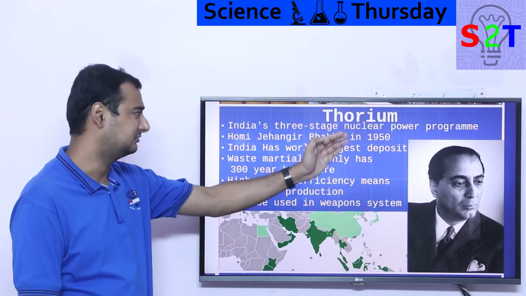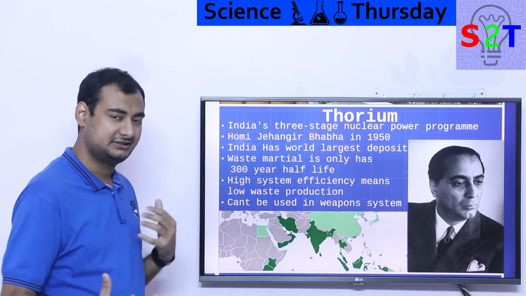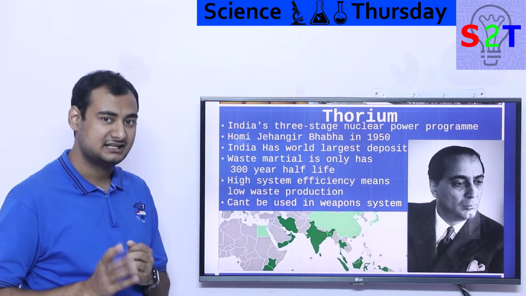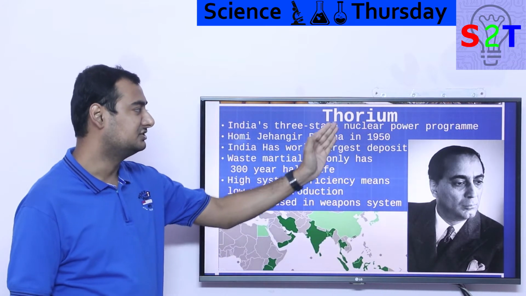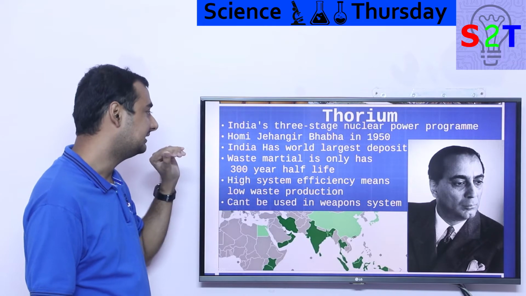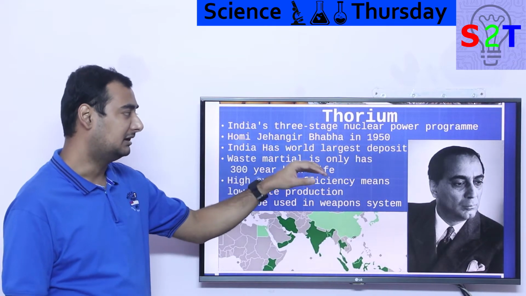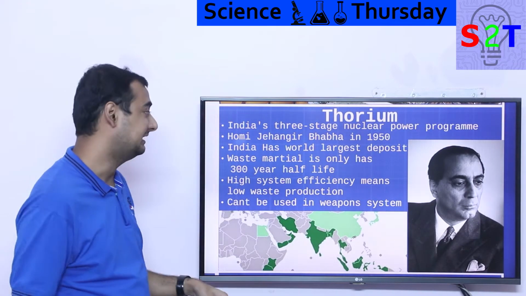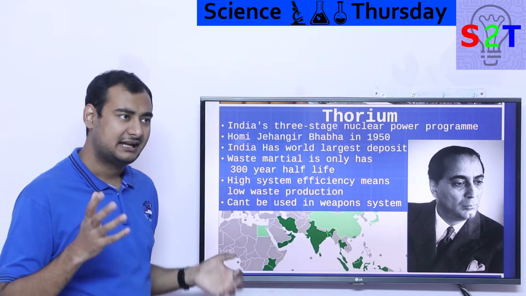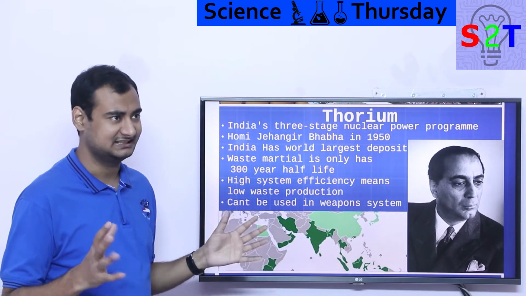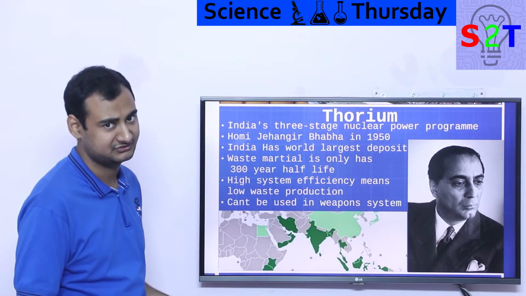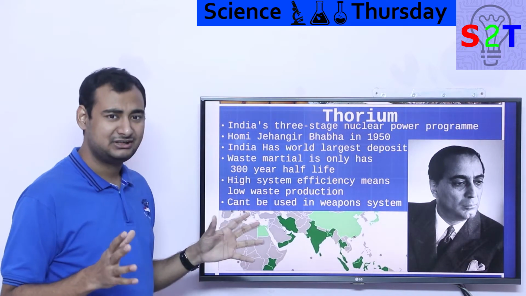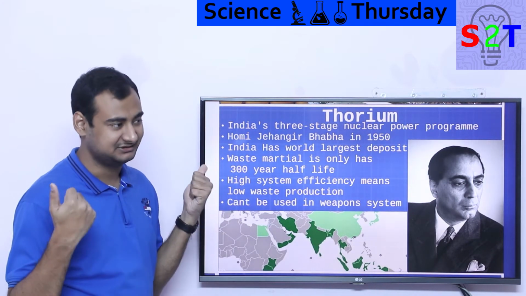Now, why so much hype around thorium? Well, the reason why Indians are so excited about this is because India has a plan known as India's 3-stage nuclear power program. This program was created by Homi Jahangir Bhabha in 1950, basically just after independence. The reason for this is India has a uranium reserve, but it's not too big. Basically we have to import uranium and all that. So we have uranium, not enough, not easily accessible. So they're like, dude, that's a weak point.